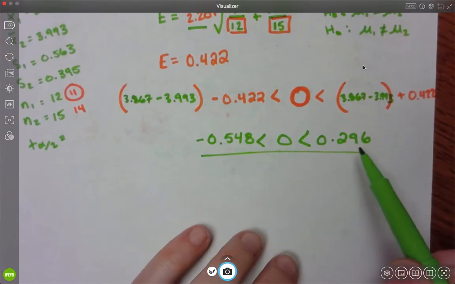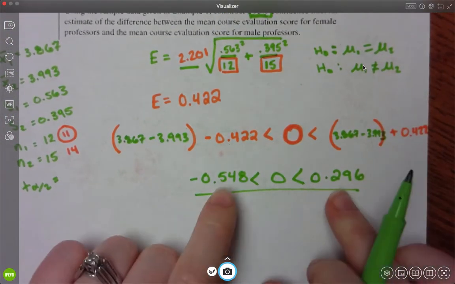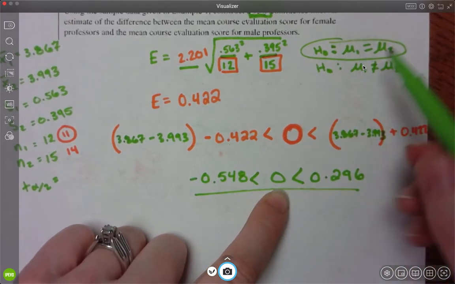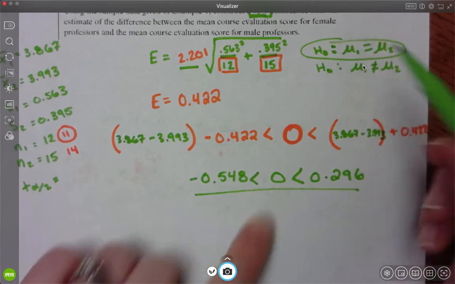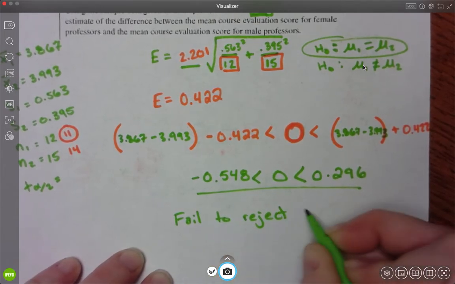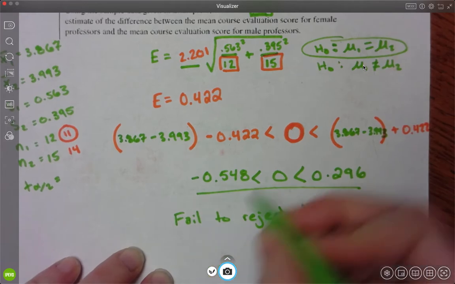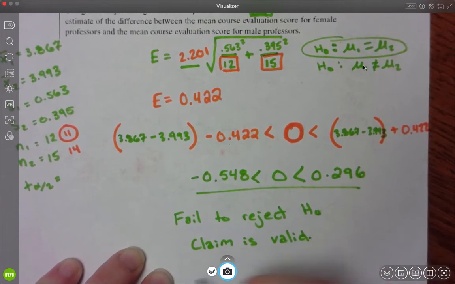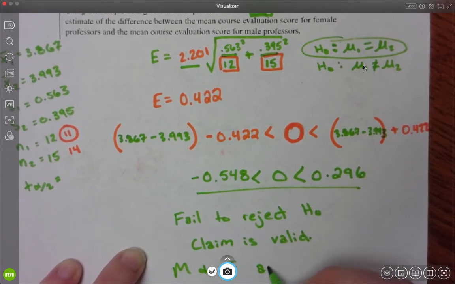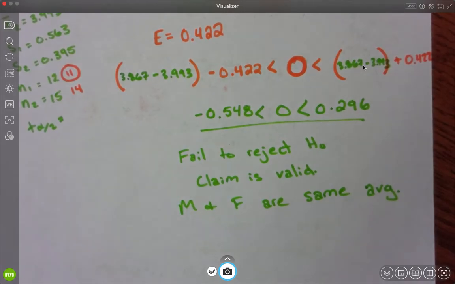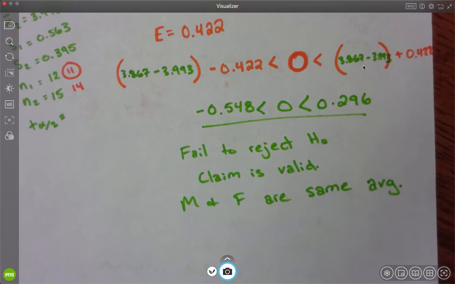Since 0 does in fact live in between these two, we are going to fail to reject this guy. If 0 didn't live in between there, we would say that this was not true, but right now we're going to fail to reject, just like the front side, fail to reject the null hypothesis. The claim went with the null hypothesis, so the claim is valid, which means that males and females have the same average, or the same mean score. So same as what we did on the front side, just a different way.